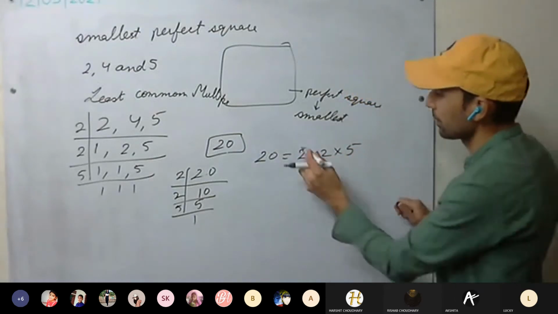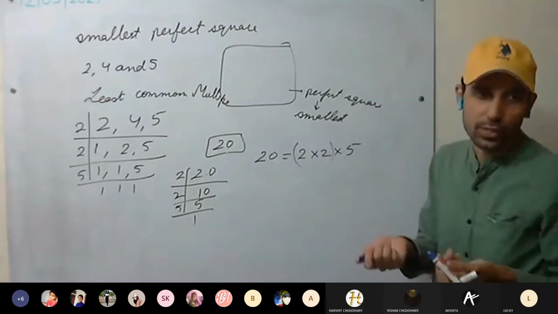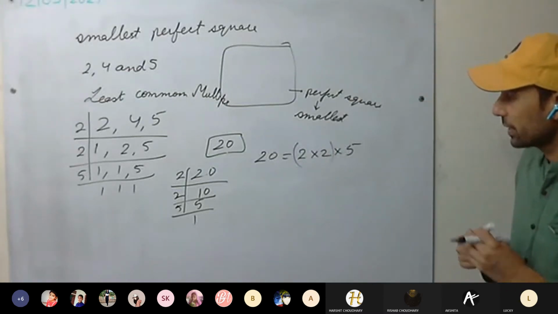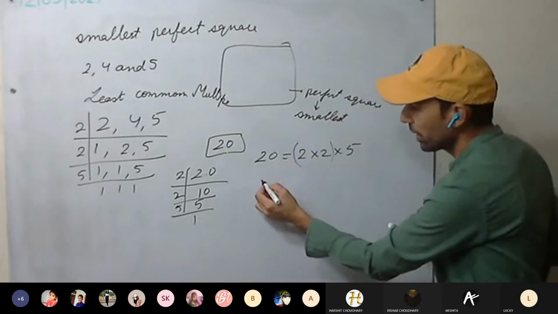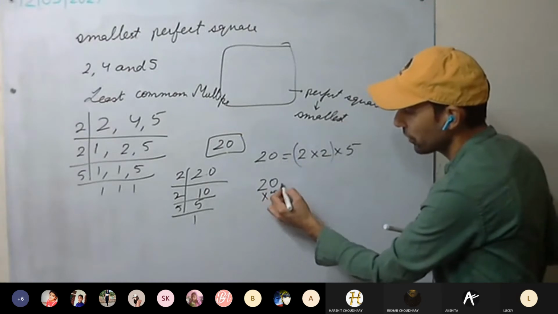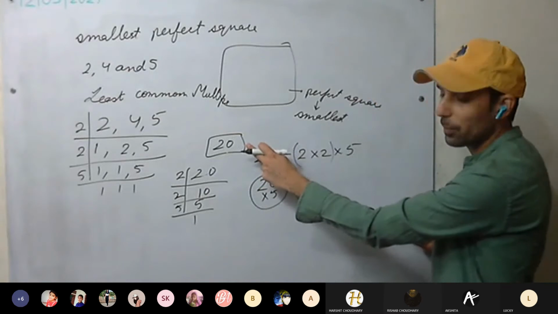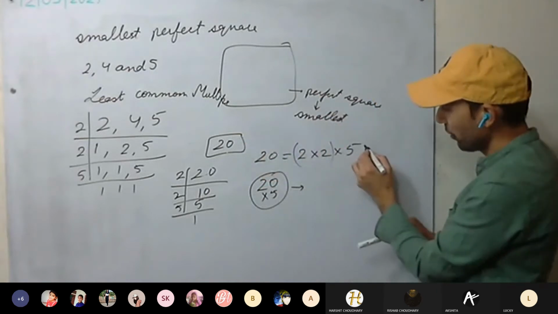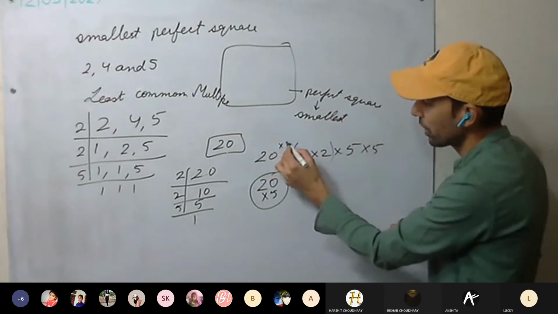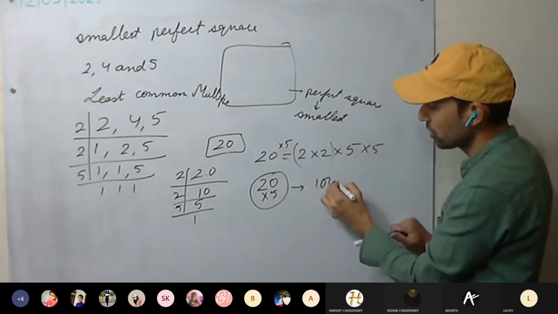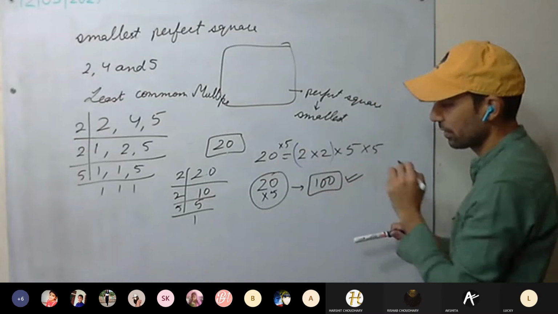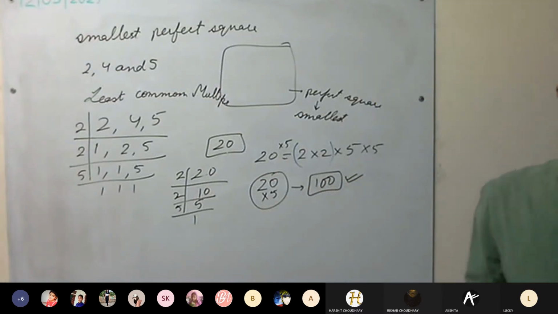Make the pairs. Whose pair don't we have? 5. So we have to multiply it by 5 to make it a perfect square. We got the smallest number, but this is not a perfect square. So the smallest perfect square will be when you multiply it by 5. So it will be how much? 100. Understood, everyone?